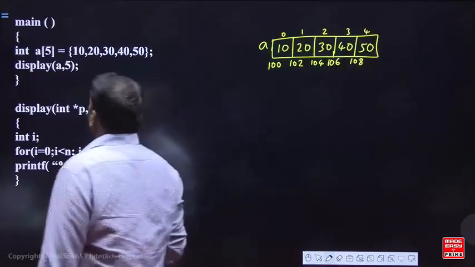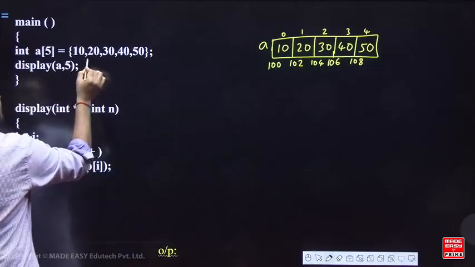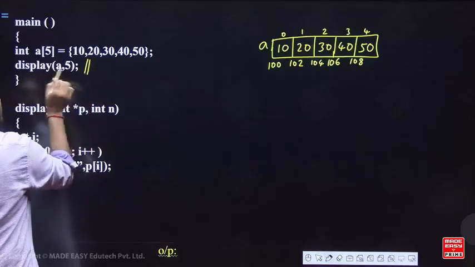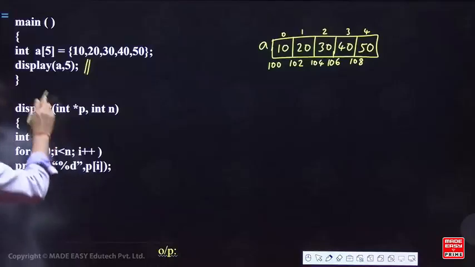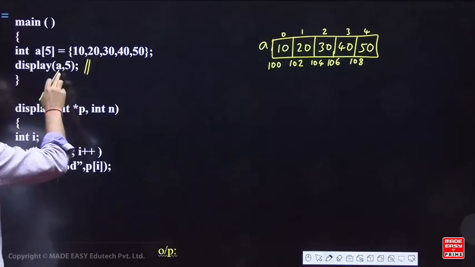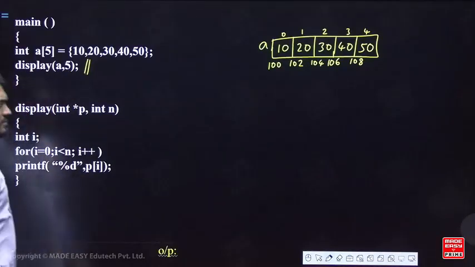Now understand here. In the display function, what am I passing? Listen here, I am calling the display function here. Rahul, only the address of the array. Right, I showed the previous one also. So understand here, in the display function you are passing a comma 5. So a means what?